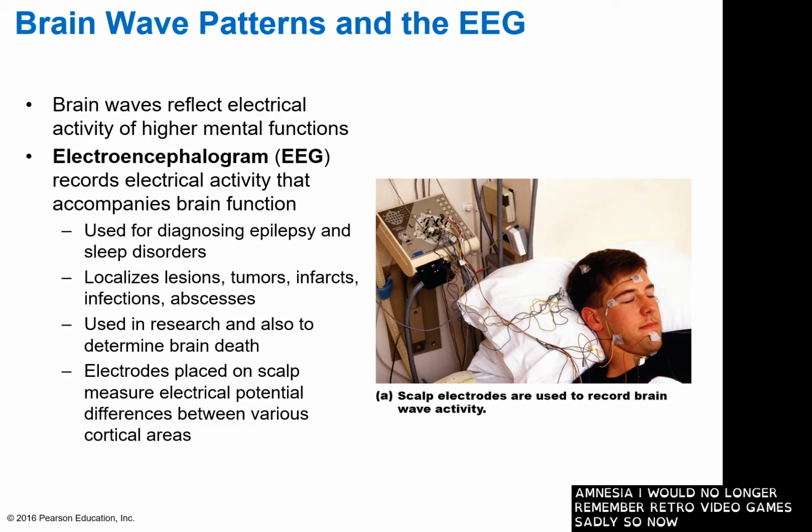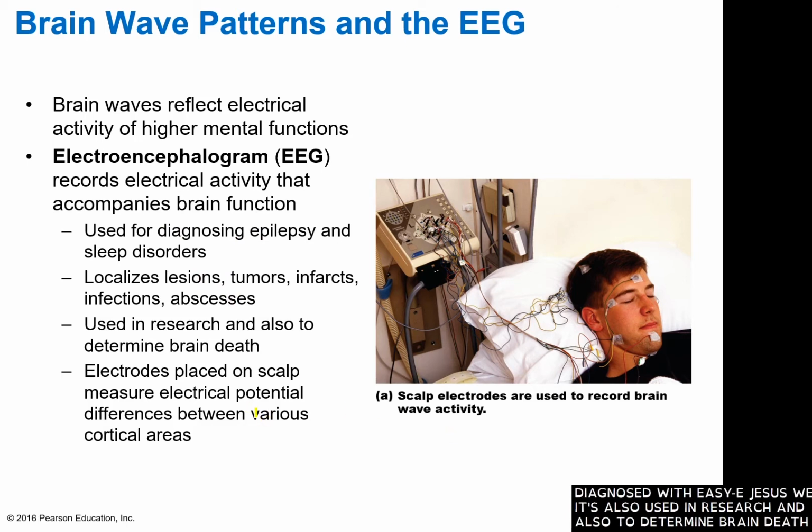So now, depending on the situation, you might need to get an EEG. An EEG is an electroencephalogram. So this records electrical activity that accompanies brain function. So if your brain is being studied for certain patterns, you would get one of these EEGs. So these are used for diagnosing epilepsy and sleep disorders, and then local lesions, tumors, infarcts, or infections or abscesses can be diagnosed via these EEGs as well. It's also used in research and also to determine brain death.